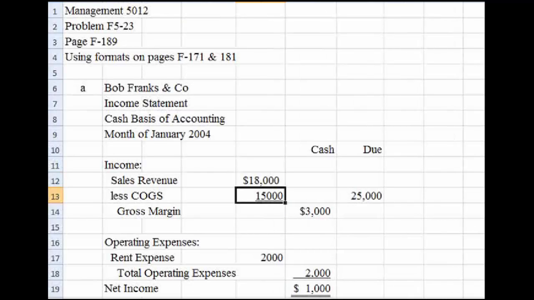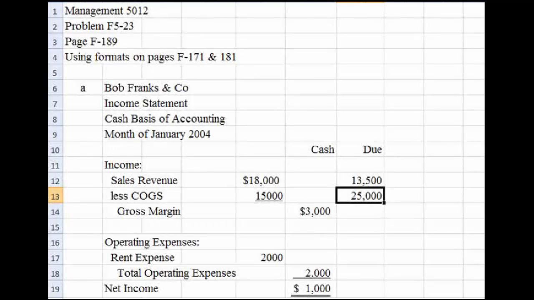The fifth transaction is sold merchandise that cost $9,000 for $13,500 to a customer. Once again, the $9,000 is irrelevant on the cash basis statement. In addition, since the $13,500 will be paid in February, it goes over in the due column in line with the sales revenue.